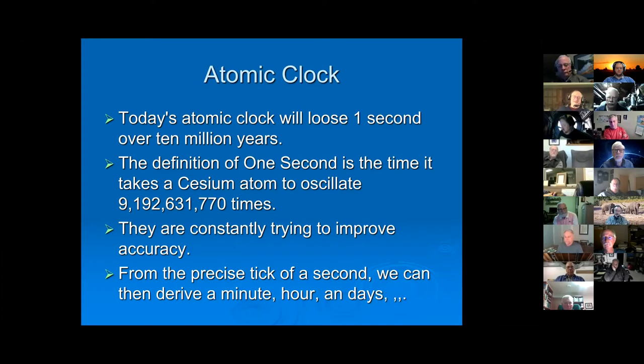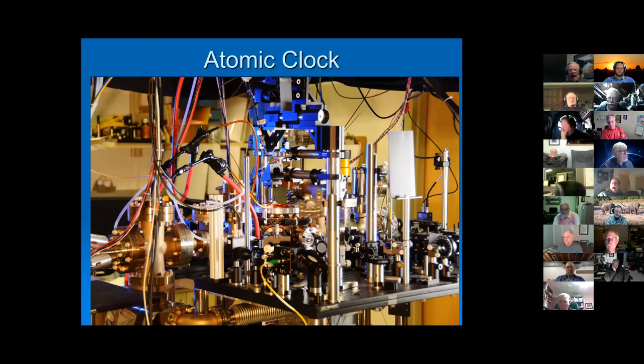Today's atomic clock will lose 1 second over 10 million years. That's how stinking accurate that thing is. The definition of 1 second is the time it takes for a cesium atom to oscillate 9,192,631,077 times in 1 second. I don't know how they keep track of how that little electron zings around that cesium atom, but anyway, that's what that little breadboard did. It did all the calculations and kept track of that cesium atom, watching that electron zing around the nucleus there.